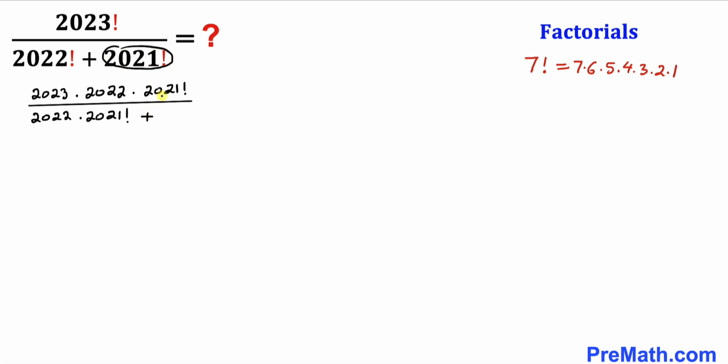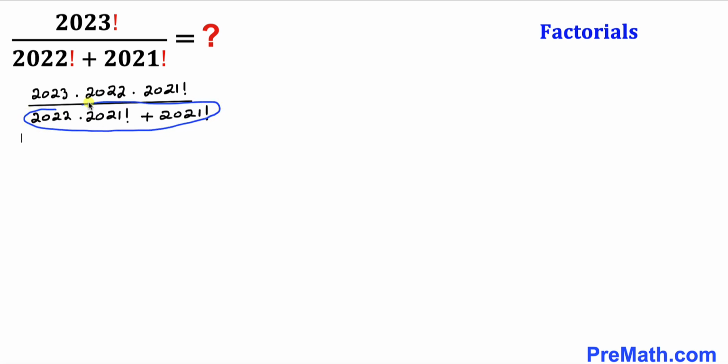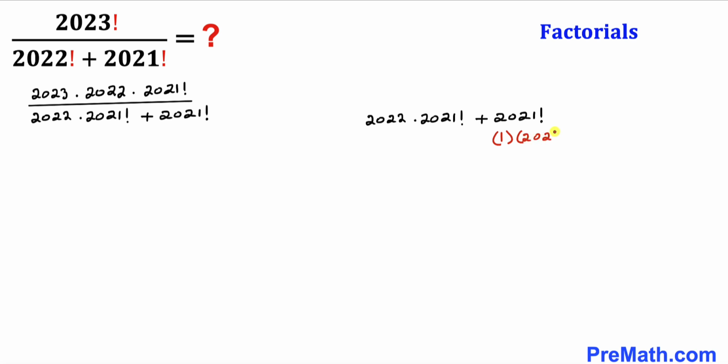I'm going to write down 2021 factorial. And now let's focus on this whole denominator. Here I have copied it down, and let's manipulate this part, 2021 factorial. This could be written as 1 times 2021 factorial, as you can see in this next step.